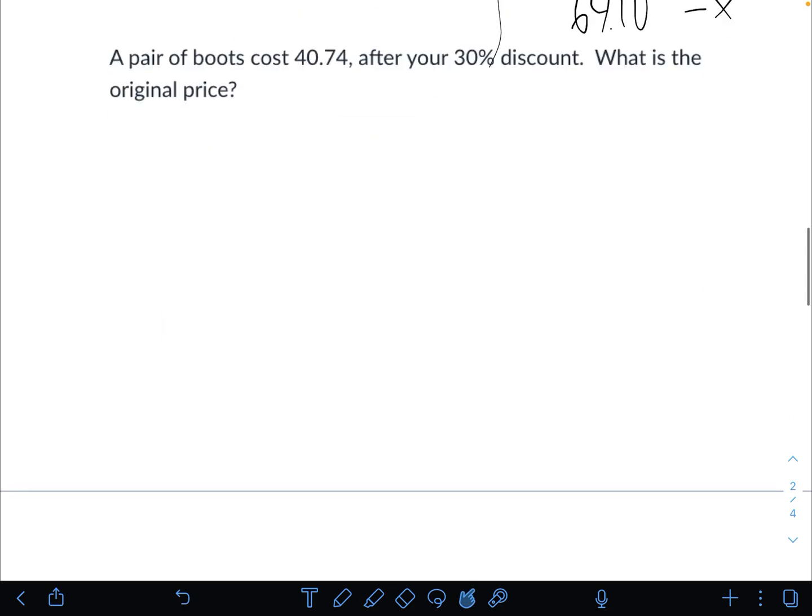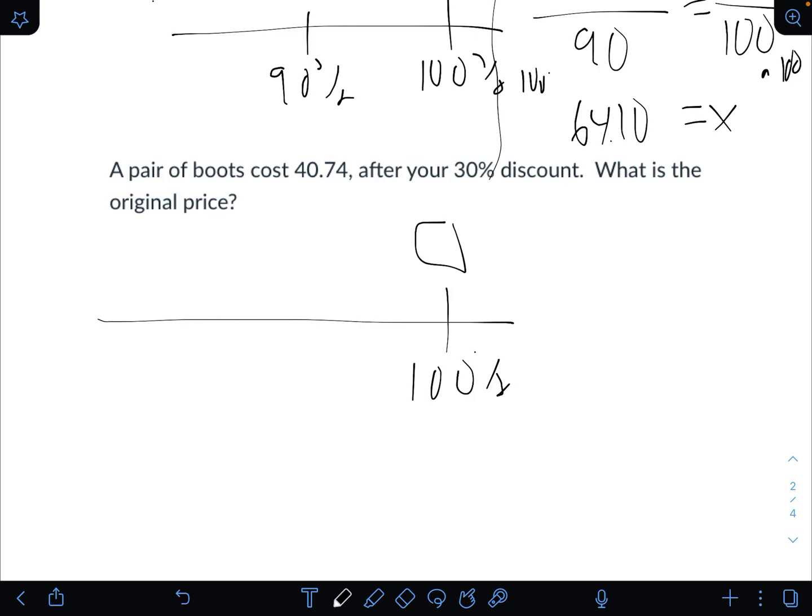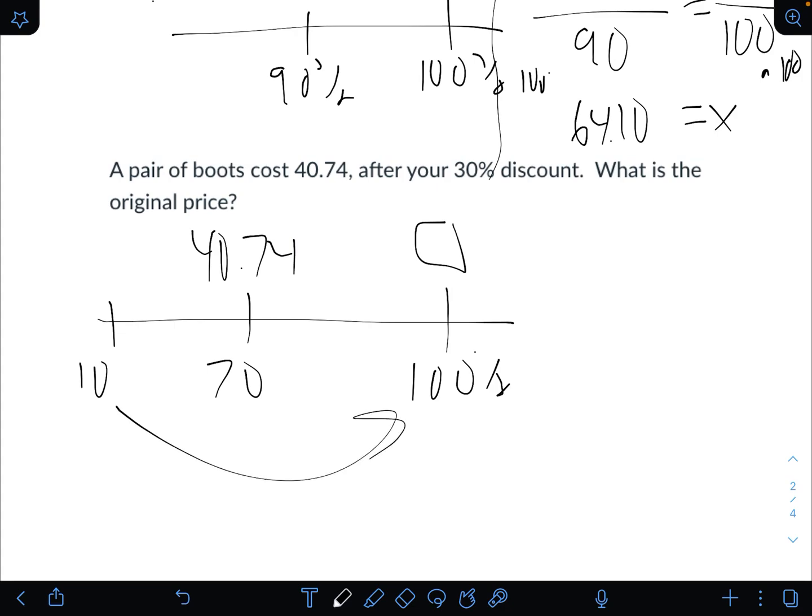Okay? Let's see how we're doing here. Can we do one more? Pair of boots cost $40.74 after your 30% discount. What's the original price? Well, we don't know 100%. That's what we want to find out. But we do know after 30% we pay $40.74. So what percent do you pay? You pay 70%. If you want, you can set it up. You can use your calculator, shrink it down to 10 if you want, then back up to a hundo.